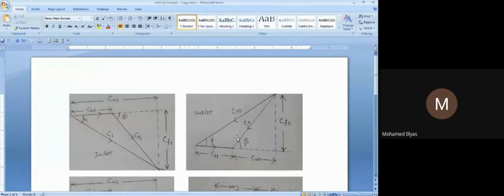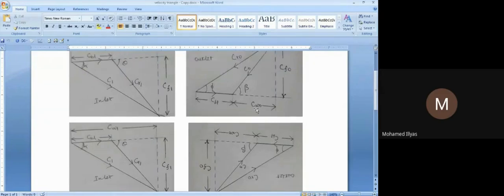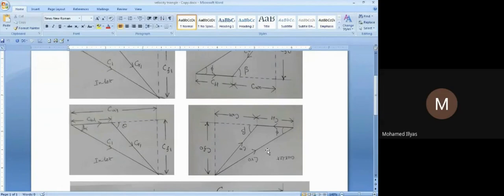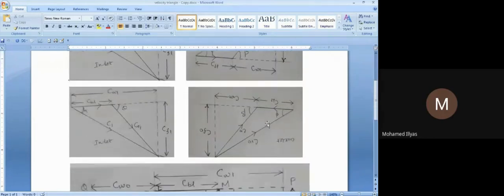This is our inlet, this is our outlet, as we have seen. Now I'll keep the inlet as it is and rotate the outlet velocity triangle. That is, I'm making it inverse, just rotating it by 90 degrees, so that it will look like this.